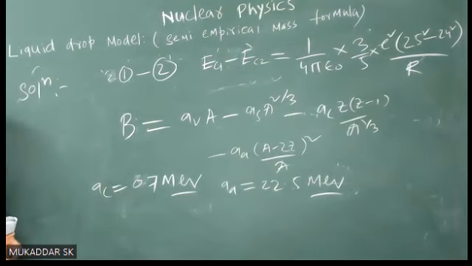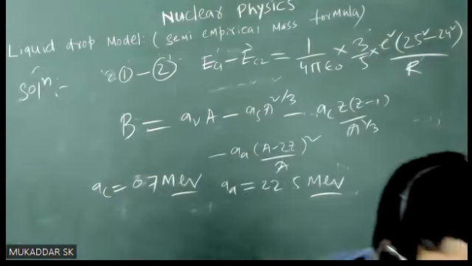Then they have asked: find the value of Z for the most stable nucleus. A is given, the mass number is given, so you have to find the value of Z for the most stable nucleus.